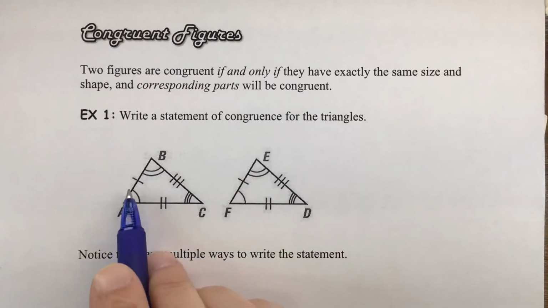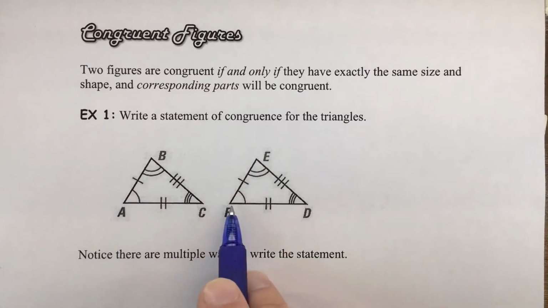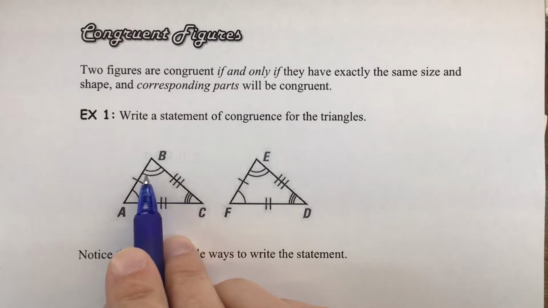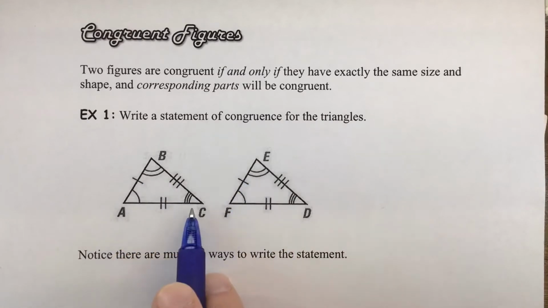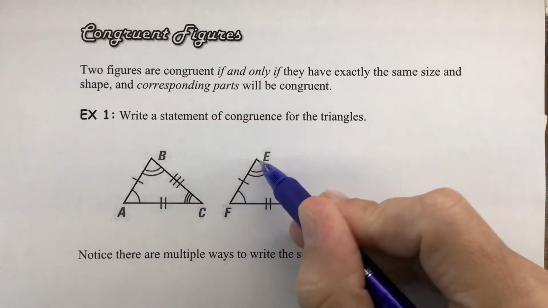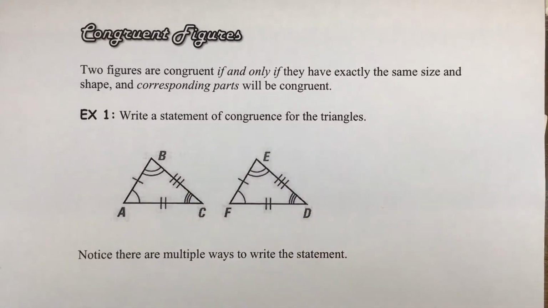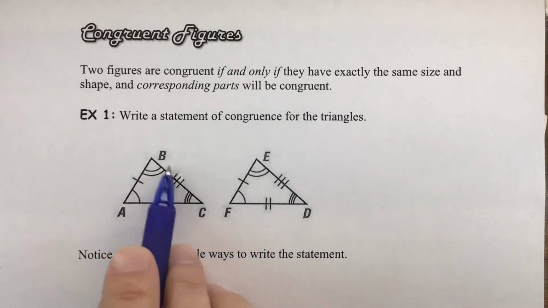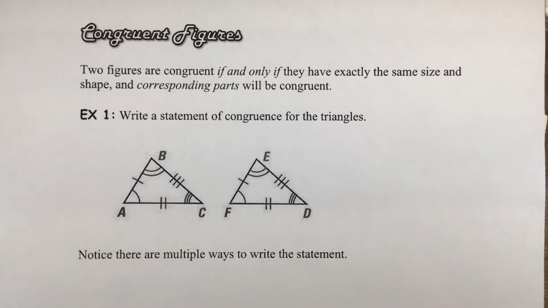All right, so angle A has a single marking. That is going to match angle F, which has a single marking. B has a double marking, E a double marking, and then C and D each have triple markings. So all of those angles are going to be congruent to each other. In addition to that, side AB has a single marking on it, and EF also has a single marking on it. Likewise, for the other sides, you have a double marking here, and you have a triple marking here, which matches up to the other figure.